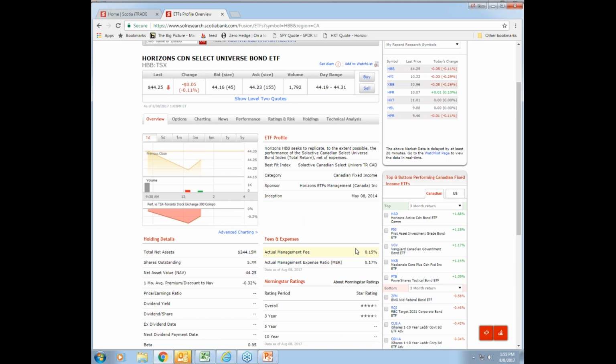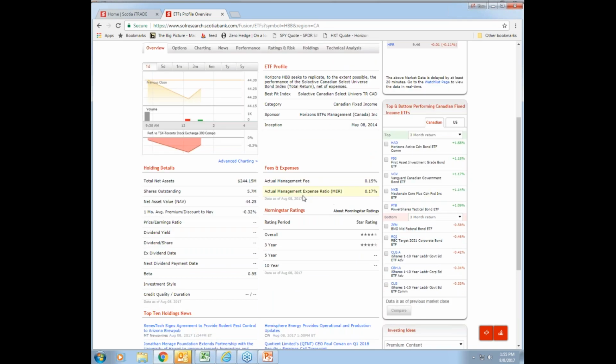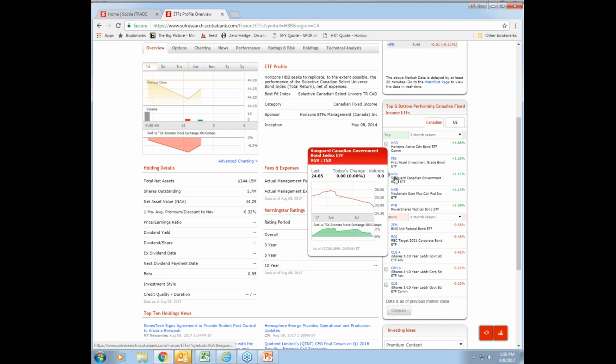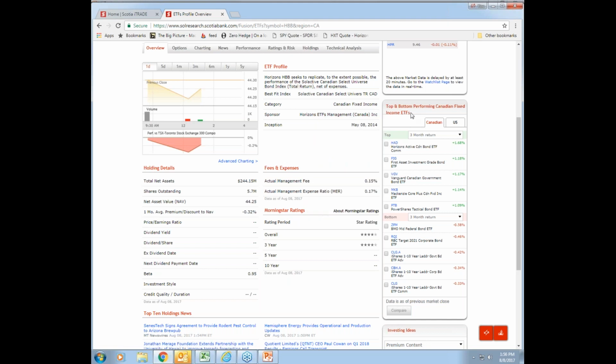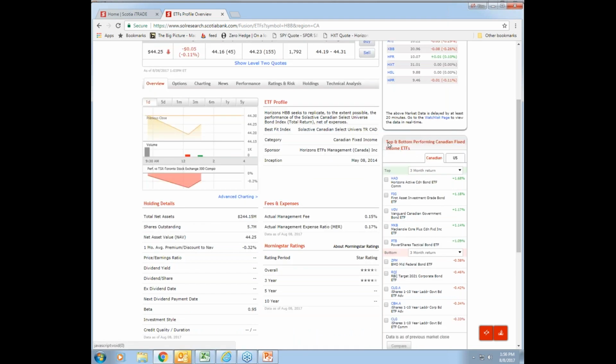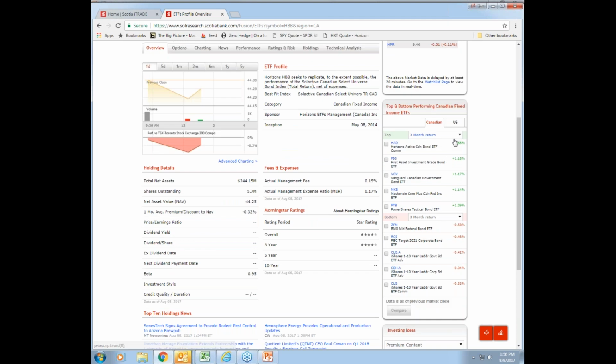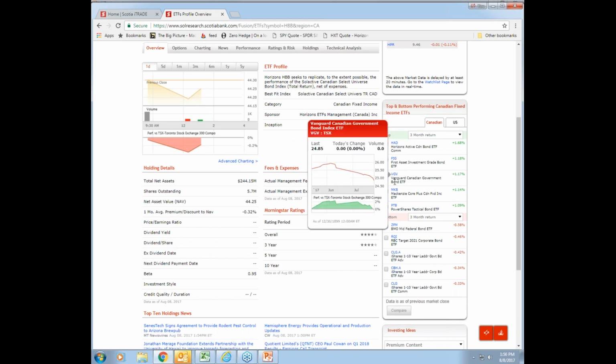And what I would do is take that and compare this bond ETF, with its fees, which are quite low, and its performance, versus other bond ETFs in the same category. One of the nice things Scotia does is it has the top and bottom performing Canadian fixed income ETFs, and this is a great way to look at this. Let's look at multiple ETFs before we make a decision. So I can see here that these are some of the top performers.